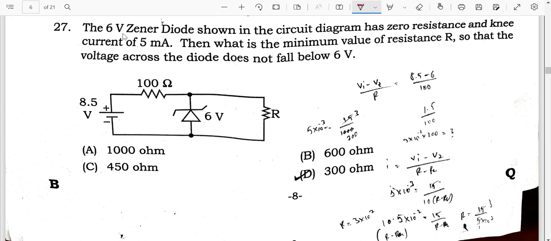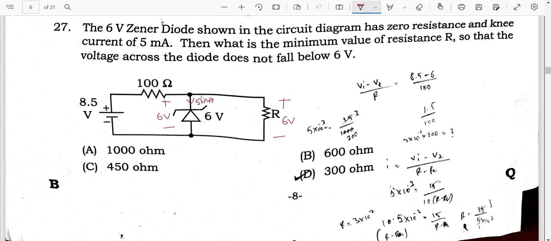And next question, it is from analog electronics. A 6 volts Zener diode is shown in the circuit diagram, has zero resistance and a knee current of 5 milliamperes. So 5 milliamperes of current is flowing. What is the minimum value of R so that the voltage across the diode does not fall below 6 volts? That means the voltage is 6 volts only, as the two are in parallel.